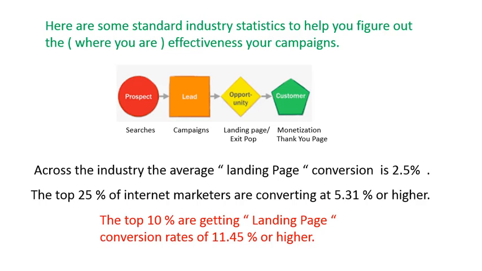Now, across the industry, the average landing page conversion is 2.5%. In other words, if you sent out 100 emails, you're going to get 2.5 people responding to those emails. The top 25% of internet marketers are converting at 5.31% or higher, but that's going to take you some time. The big thing is that you're learning how to read your numbers and what instructions those numbers are giving you in terms of what you have to pay attention to make things better. The top 10% are getting landing page conversions of 11.45% or higher. There's some argument about that, but for our purposes, you can use that number.